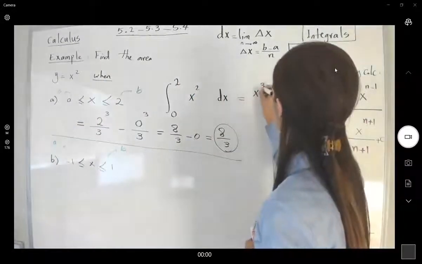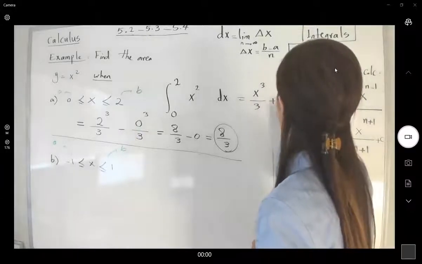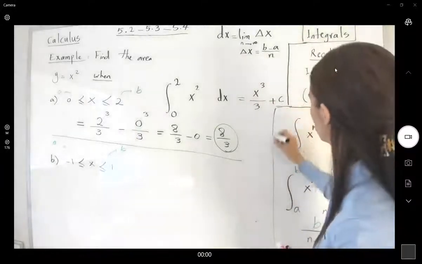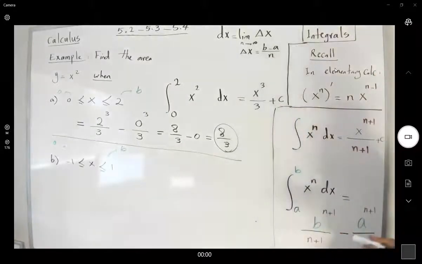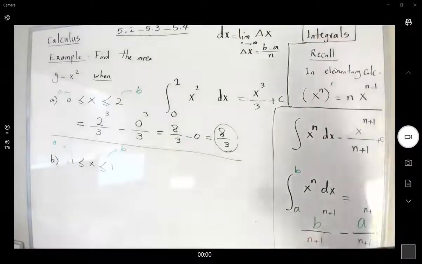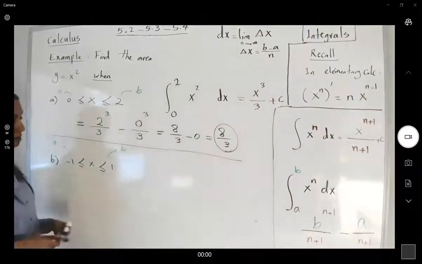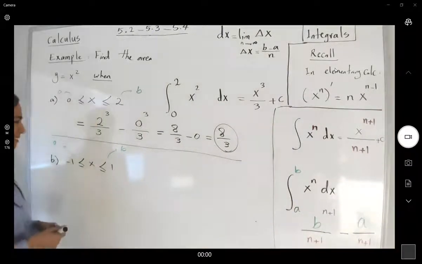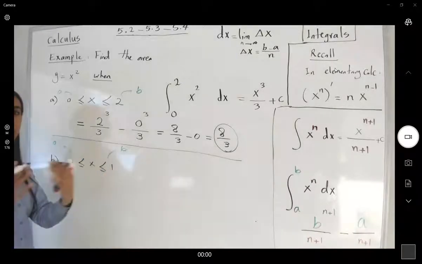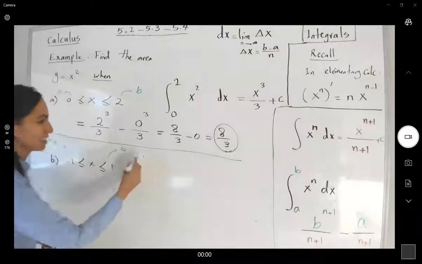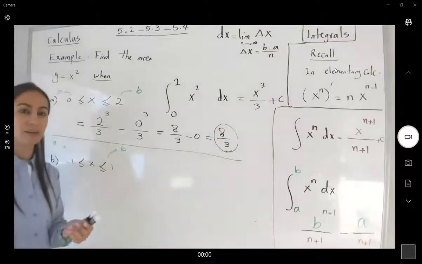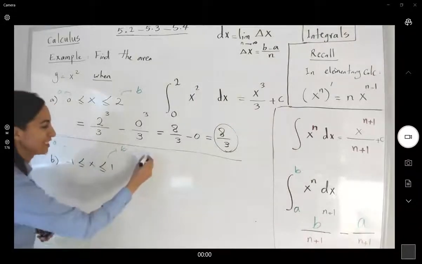This is x cubed over 3 plus constant of integration. Okay, what about the second one? Second one, my lower limit is -1, my upper limit is 1. Okay, let's think about this. Here, I'm just finding not the area, but the definite integral.